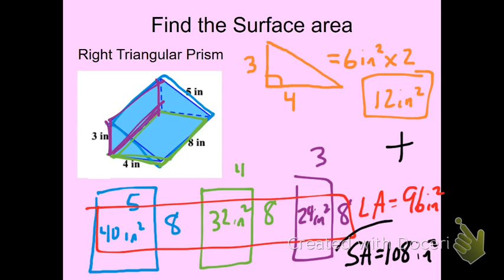Okay, so surface area is just like area, but of a lot of shapes, and you add them all up. So think of it as like the total amount of wrapping paper you would need to cover that right triangular prism.